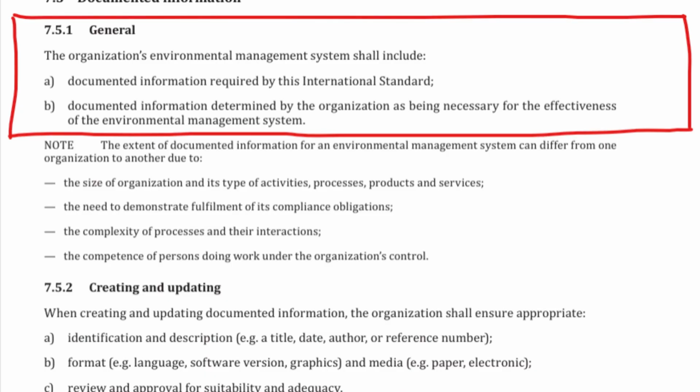Then the third issue comes in the sense of documentation, because there is a requirement in the standard to document and maintain certain documents. Then companies have their own documentation as well, which is all defined within clauses 7.5.1 a and b of the ISO standard.